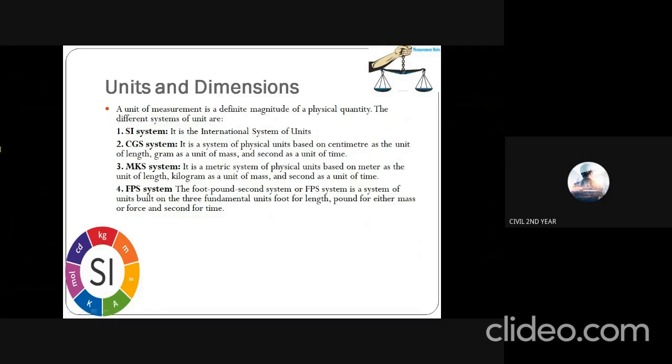The MKS system is a metric system of physical units based on the meter as the unit of length, kilogram as the unit of mass, and second as the unit of time. The FPS system, foot-pound-second, is a system of units built on three fundamental units: foot for length, pound for either mass or force, and second for time.